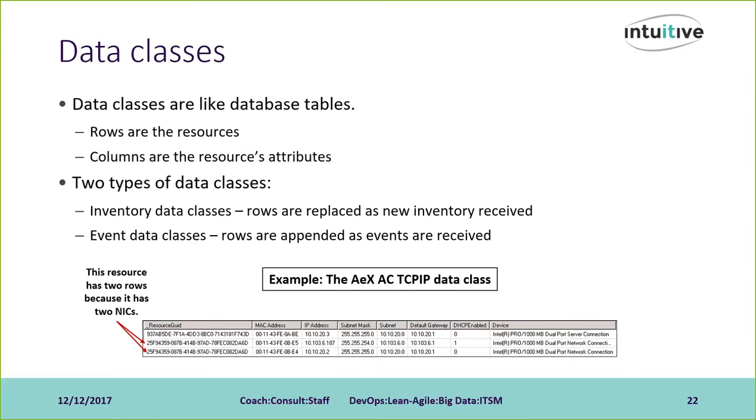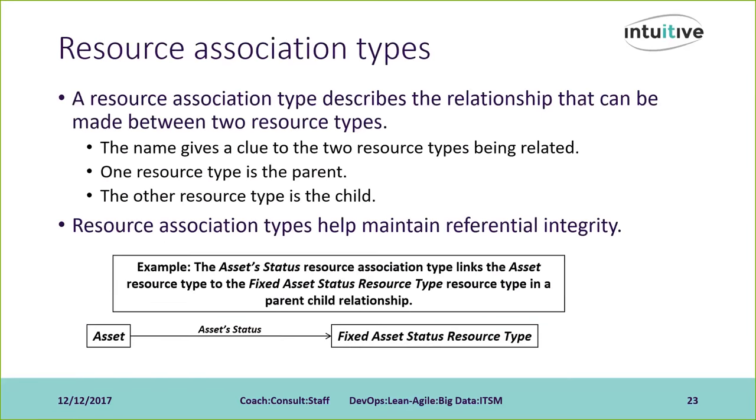Next up, we have resource association types. Resource association types are basically the relationship between two resource types. Like a resource type, the resource association type is like a template. It describes a parent and child resource type and gives a name to the relationship. In many cases, the name gives a clue to the two resource types being related. For example, the asset status resource association type describes the relationship between an asset resource type and a fixed asset status resource type.